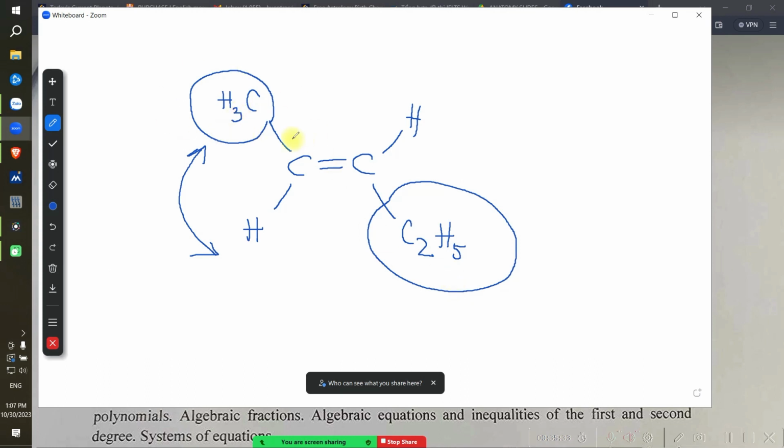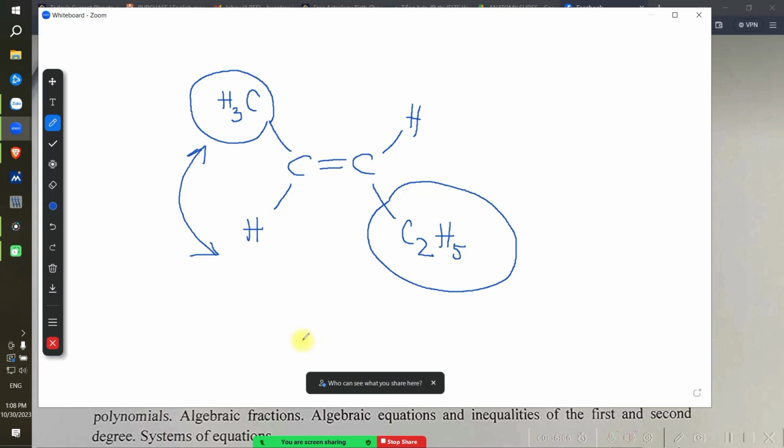There is more space for this group to occupy, so they will not repel each other. You understand what I mean, right? It's only about competing for space and whether they repel each other or not. So basically the trans configuration is much more stable because of this. Does that answer your question?